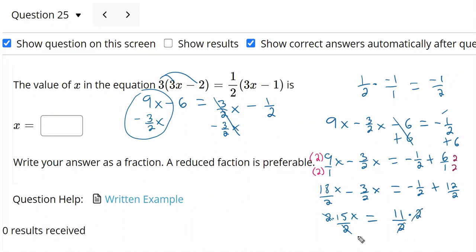So what we got left is 15x is equal to 11. So then divide by 15, and divide by 15, you get x is equal to 11 over 15, and that would be your final answer.